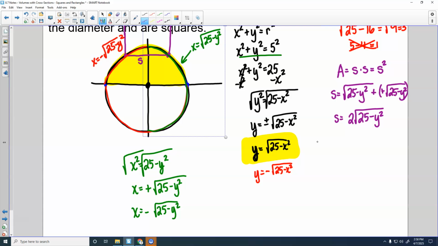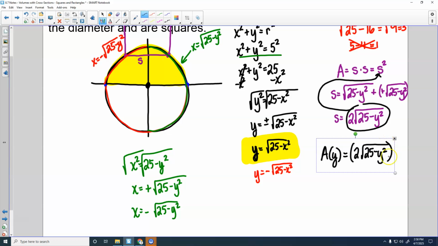We could have very easily done this in terms of x's. You still have to switch. It'd be the same formula, but it would include x's instead of y's if you did it the other way. So that is my S, but I don't want to integrate S. I want to integrate the area formula. So if I take S and plug it into the area of a square formula, my area formula is going to be 2 square root of 25 minus y squared, squared.